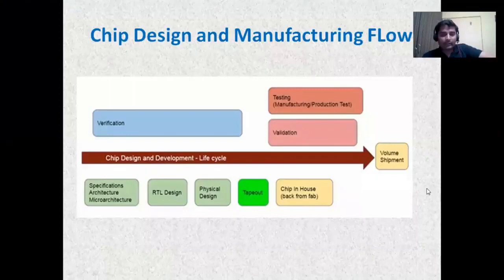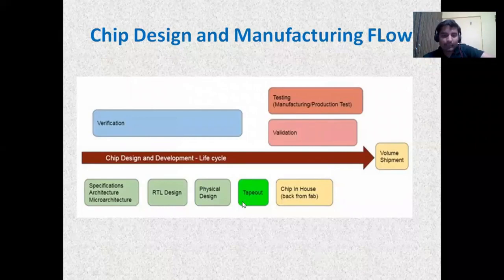ASIC flow or FPGA flow, then we can understand in detail about this. After the physical design, if everything like timing analysis, floor planning, and area is done, then we go for the tape out. This tape out is nothing but, once your chip is ready in terms of hardware, we coded, we did the physical design and all, then we give it to the fab lab to create this chip, which we call a tape out.